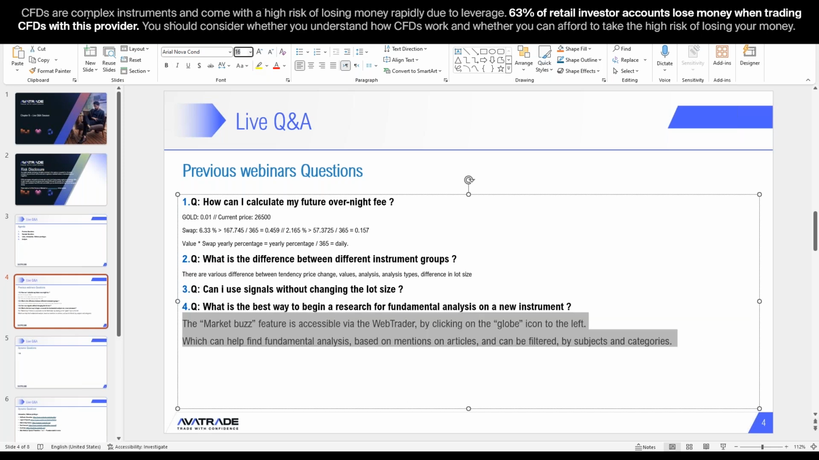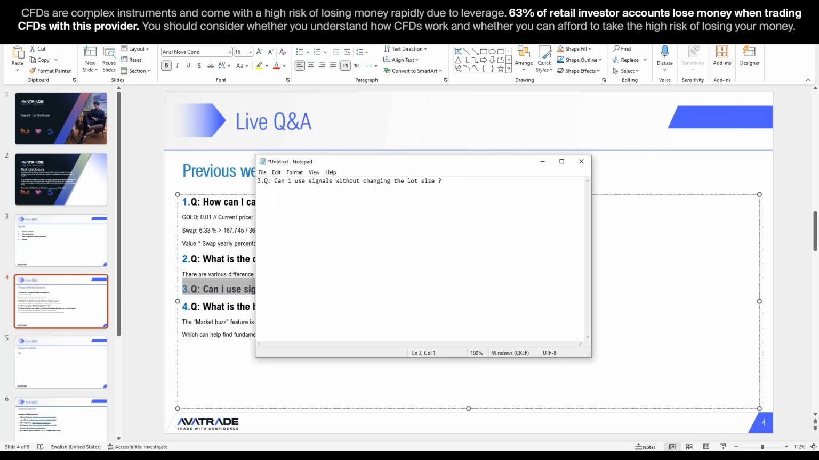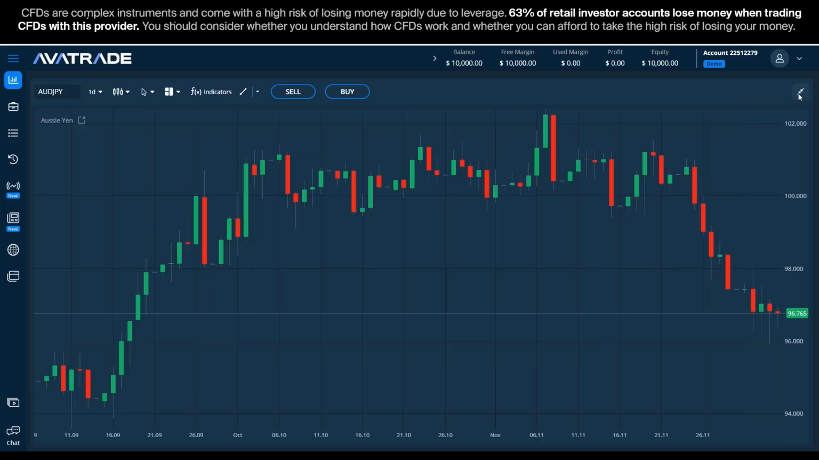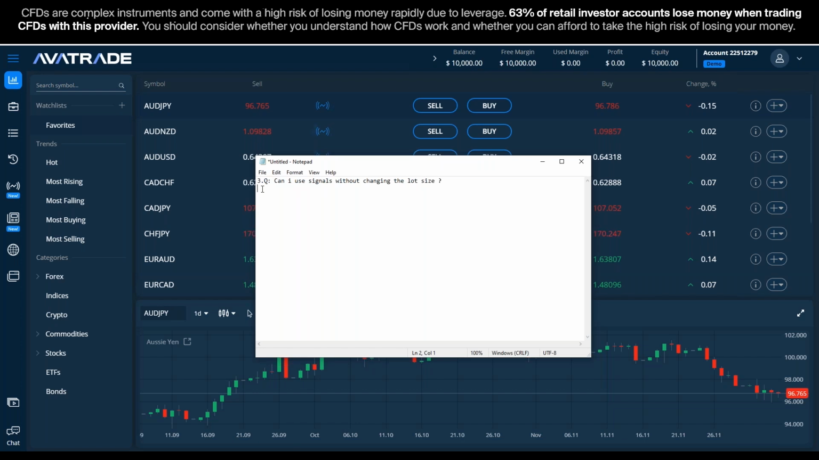I'm gonna make this a little smaller. And then we have this question here. So this question is, can I use signals without changing the lot size? All right, that's actually not a bad question. We're gonna take it and paste it down here. Okay, let's quickly understand what this question is trying to find out. Okay, so the question is, can I use signals without changing the lot size?